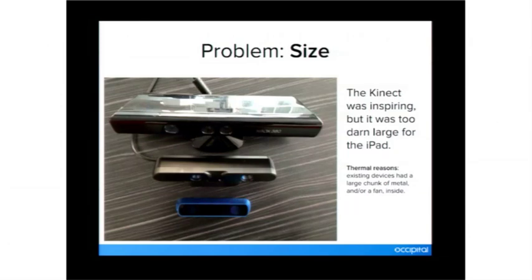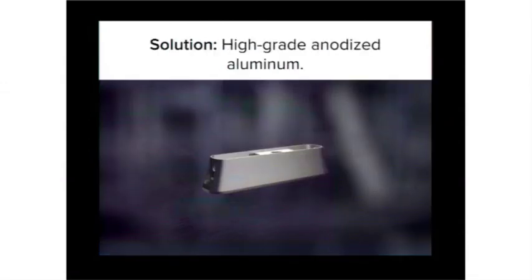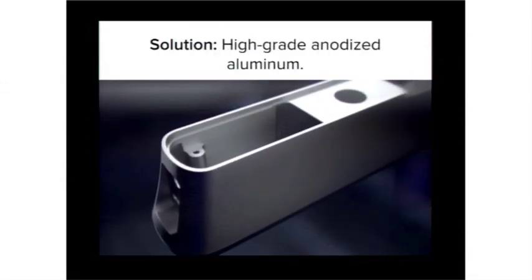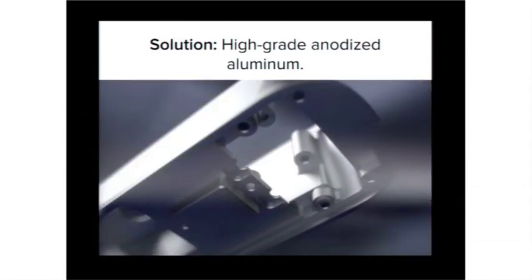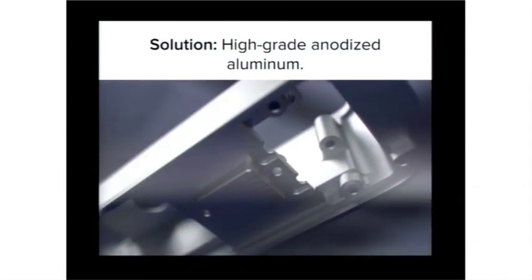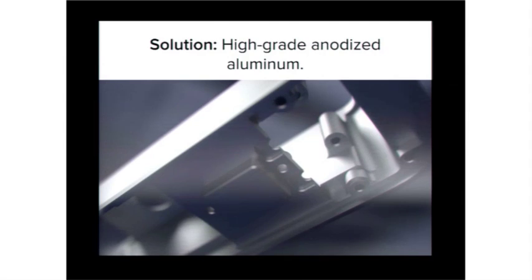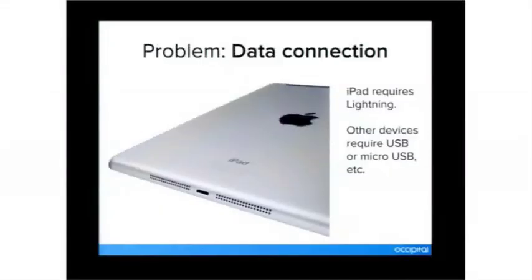The way we did that was by using CNC'd high-grade anodized aluminum, because this material is very thermally emissive. We needed to shrink the thermal heat sink of the device as small as we could, so we used a very high-grade aluminum. And we avoided using any plastic shell around the device, which allows us to keep the form factor smaller as well. So this is as small as we could get it using this new very nice type of aluminum.